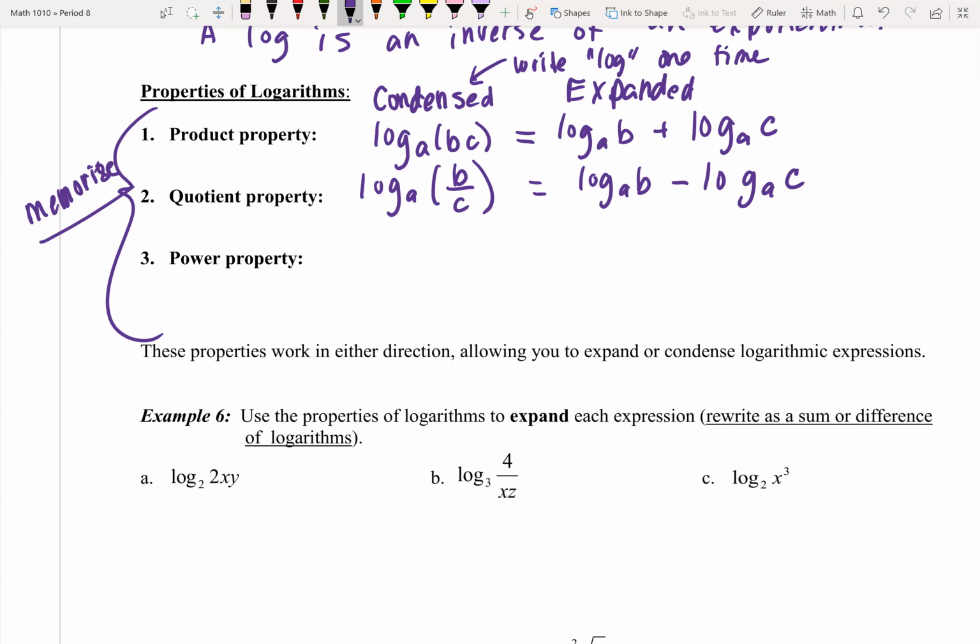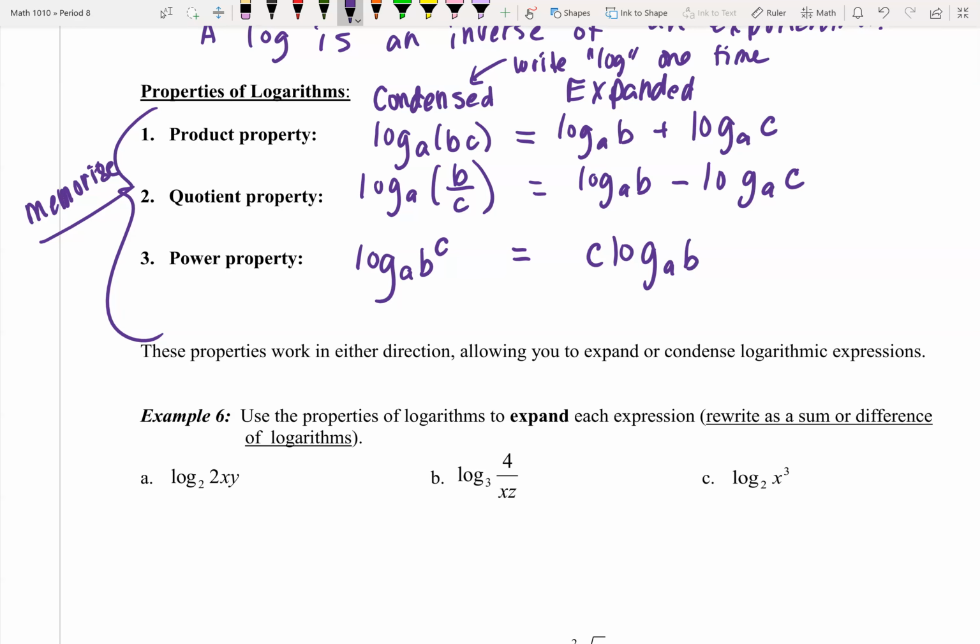Okay? Power property. This one is nothing new. You already knew this. Look, log base A of B to the C. That's condensed. What do I do to expand this? We did it last time. Bring the C down. That's easy, right? C times log base A of B.